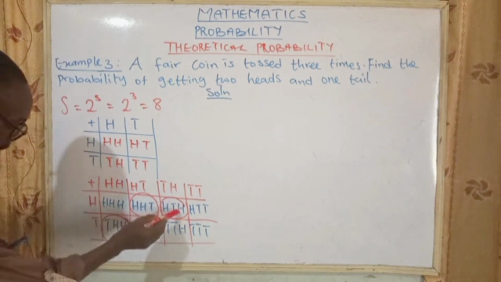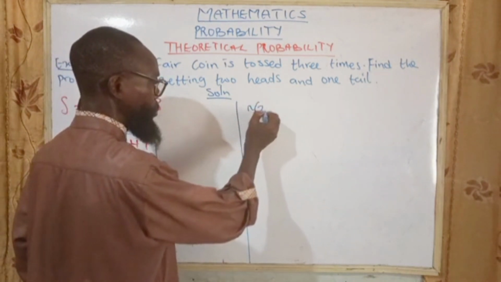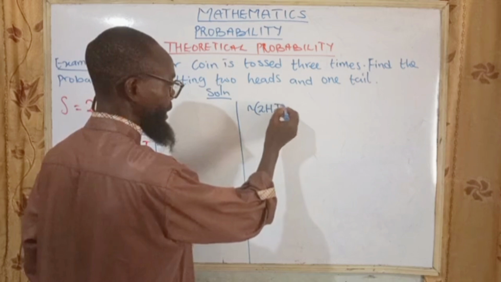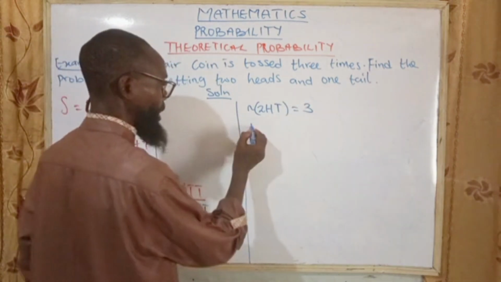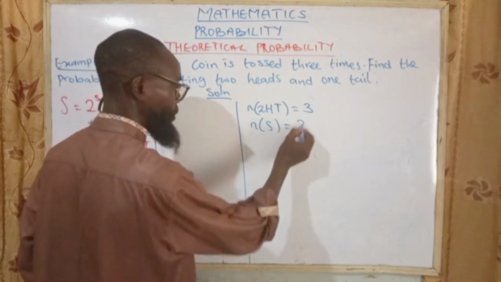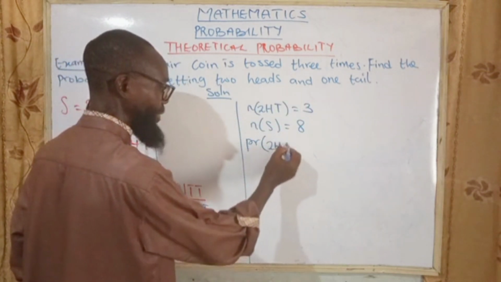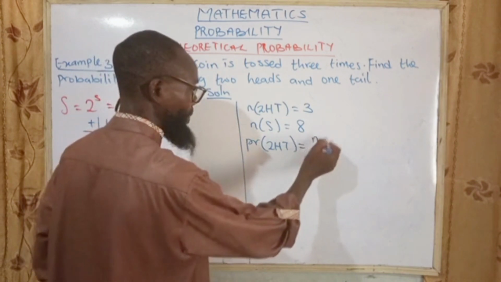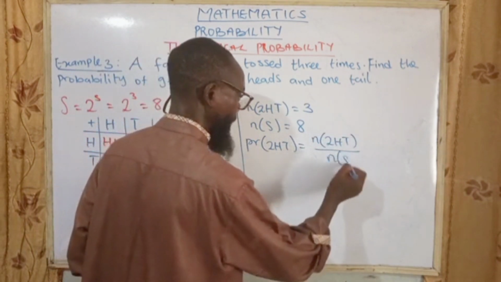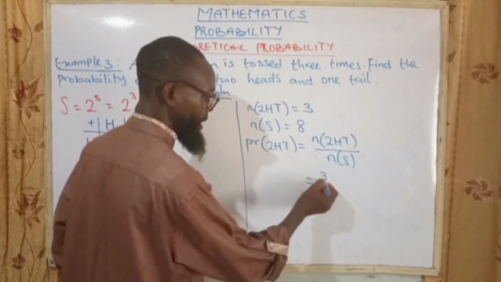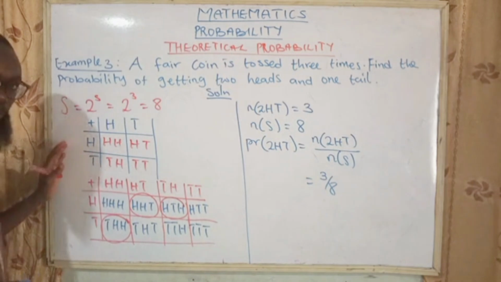How many do we have here? 1, 2, 3. So the number of 2 heads and 1 tail equals 3. The number of sample space is equal to 8. So the probability of 2 heads and 1 tail will be the number of 2 heads and 1 tail over the number of sample space. That is 3 over 8. So this is how to go about this theoretical probability.